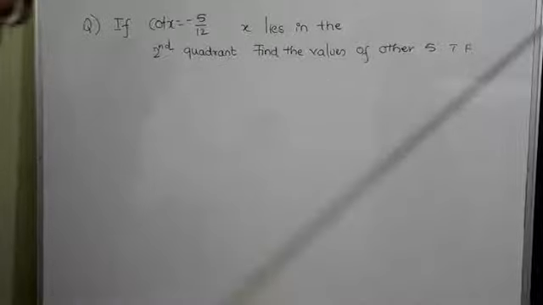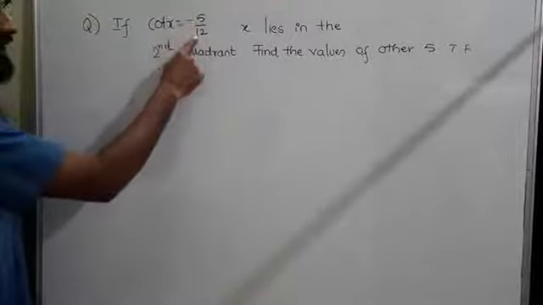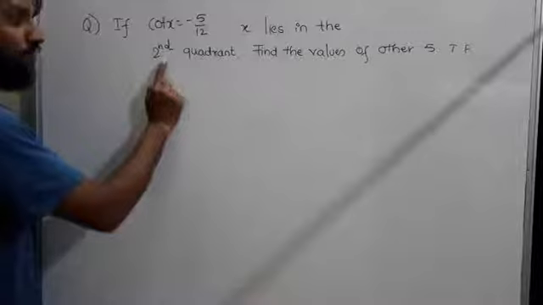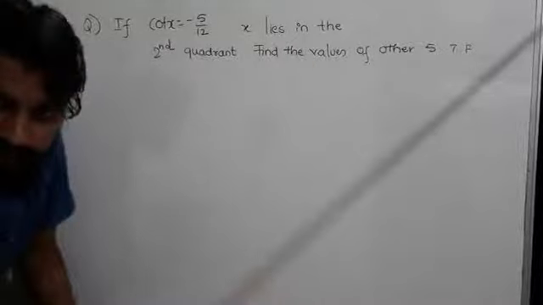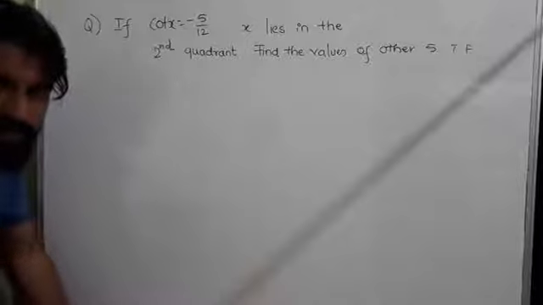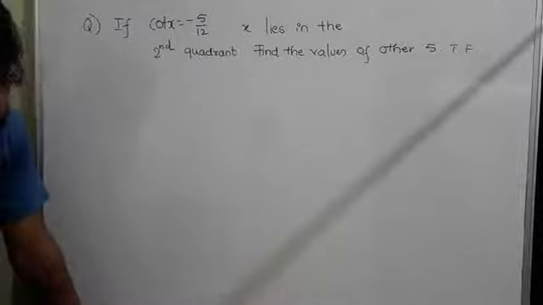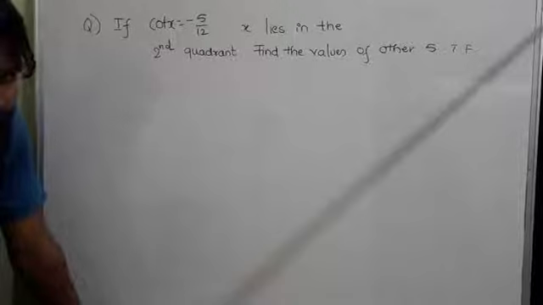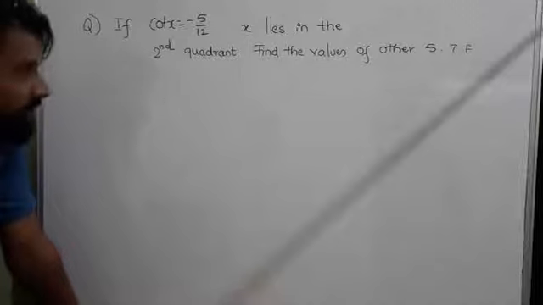Well, dear students, the next question is, if cot x is equal to minus 5 by 12 and x lies in the second quadrant, find the value of the other 5 trigonometric functions. So this is a homework question for you guys, and you need to solve it and write your answers in the comment box so that I can see it. In the next video I am going to explain this again if you are finding difficulty, but you need to try once by yourself.